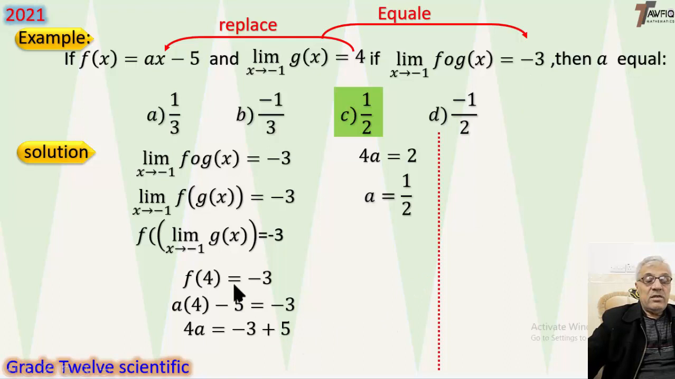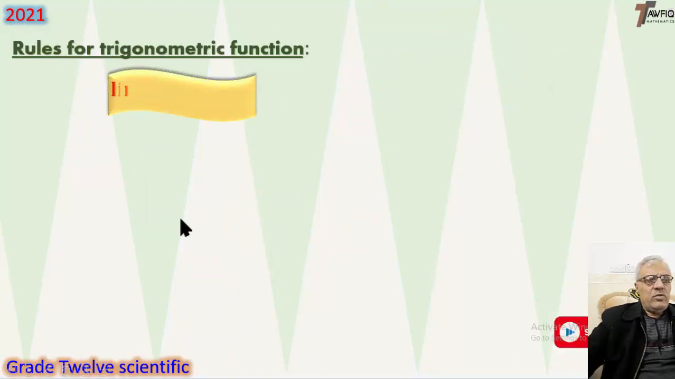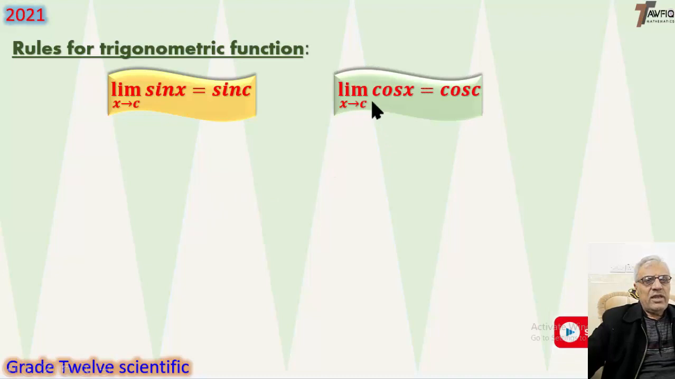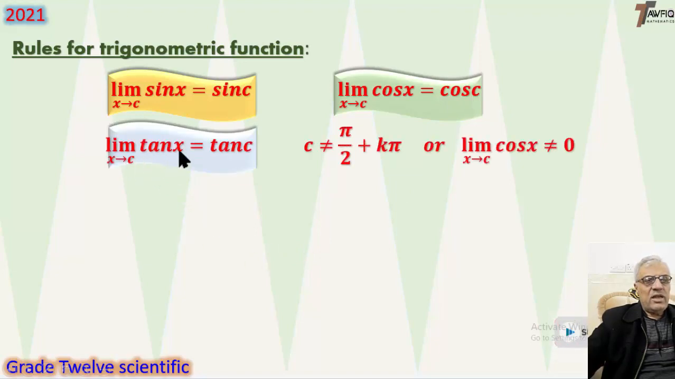We get this solution. The limit as x approaches c for sine x is sine c, which means replacing c in place of x. The limit as x approaches c for cosine x is cosine c. And the limit as x approaches c for tangent x is tangent c, under the condition c not equal to pi over 2 plus k pi, or the limit of x to c of cosine x not equal to 0.